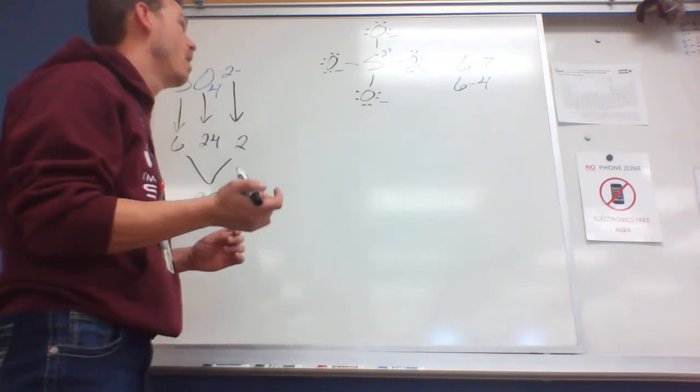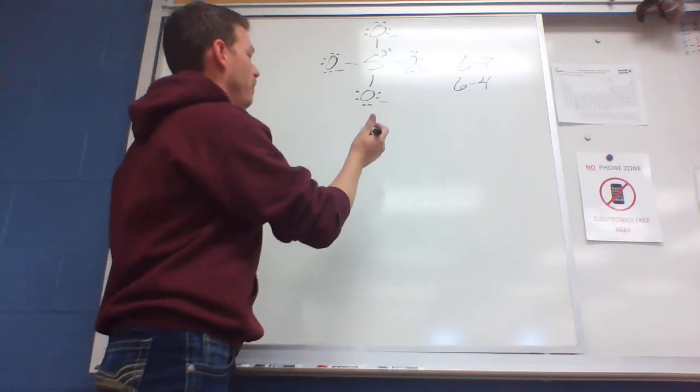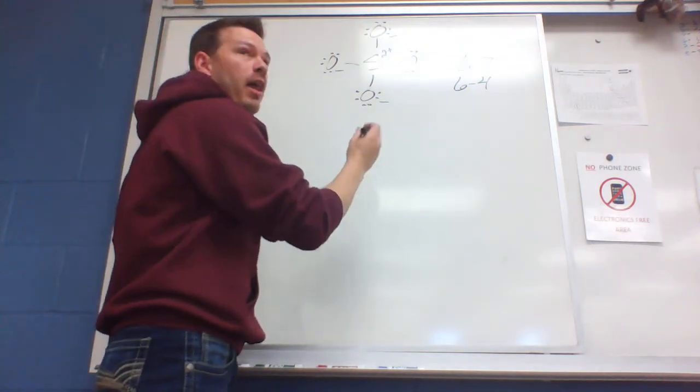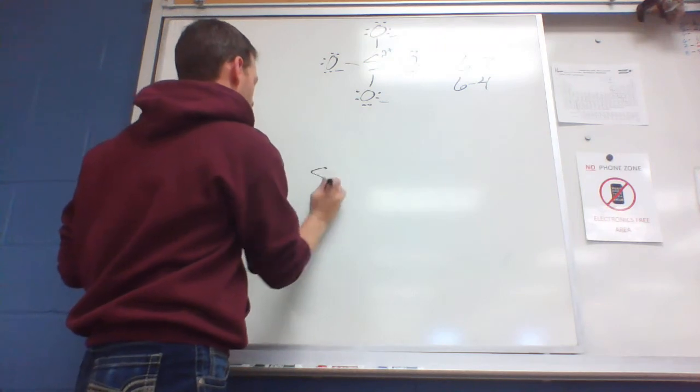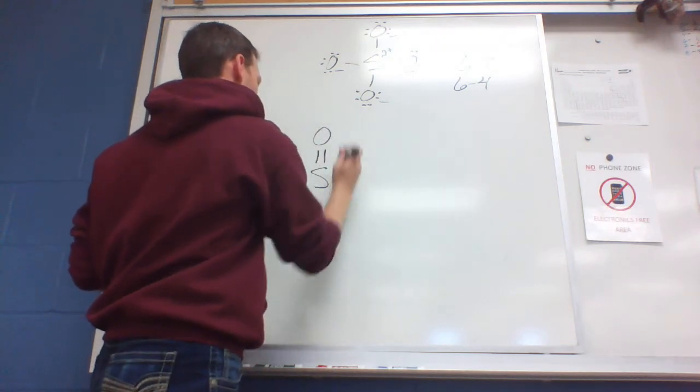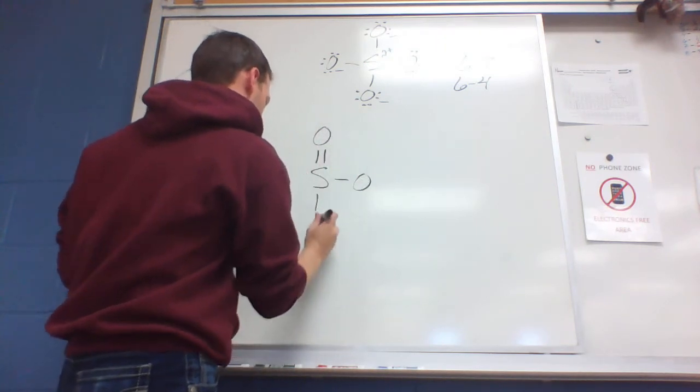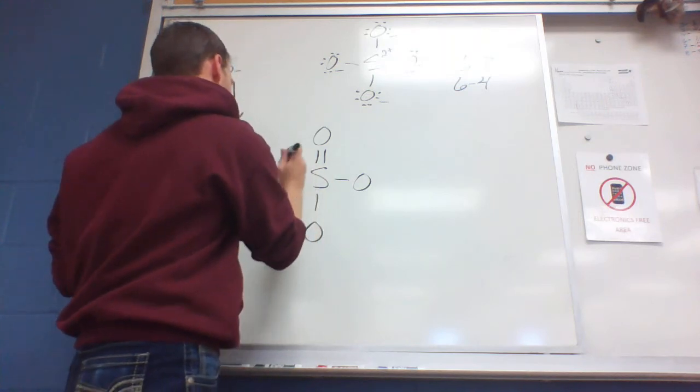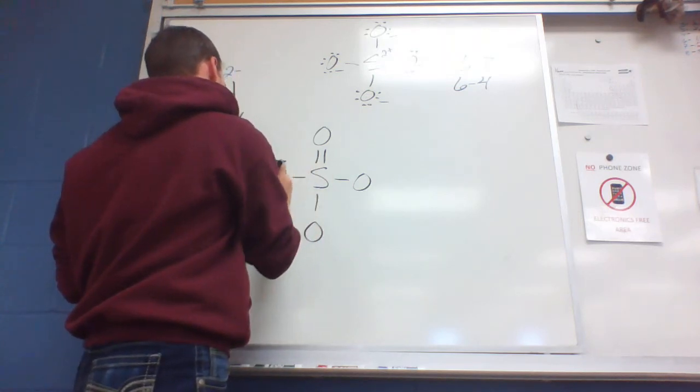Bond onto the O. All right, so here we go. How else can we draw it? Watch. Draw this with me. This is called VSEPR.